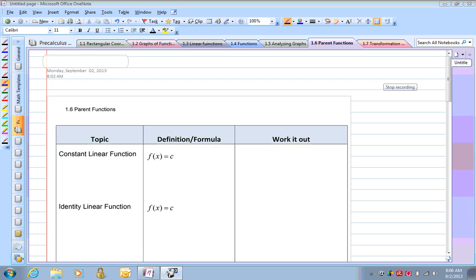The first thing we're going to talk about are constant linear functions. There's a couple of special linear functions we need to talk about, and of course both are lines, but there's some special attributes of each. The first is a constant linear function, and a constant linear function is a horizontal line.